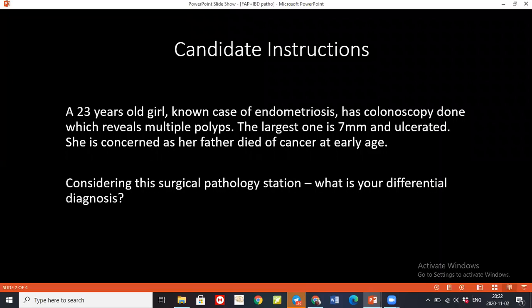It says it's ulcerated. What do you understand by the term ulcerated? Can you define ulcer? An ulcer is a break or discontinuity in the mucous membrane or the skin, with loss of the surface of the tissue, with disintegration and necrosis of the epithelial tissue. Good. Very good. Excellent.